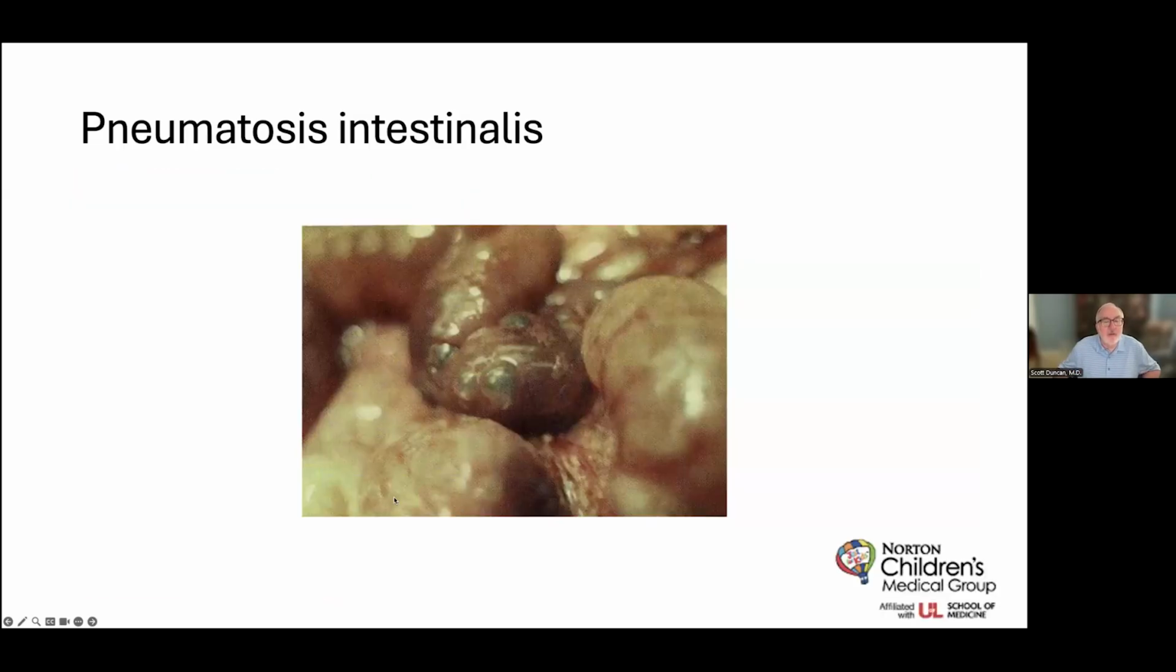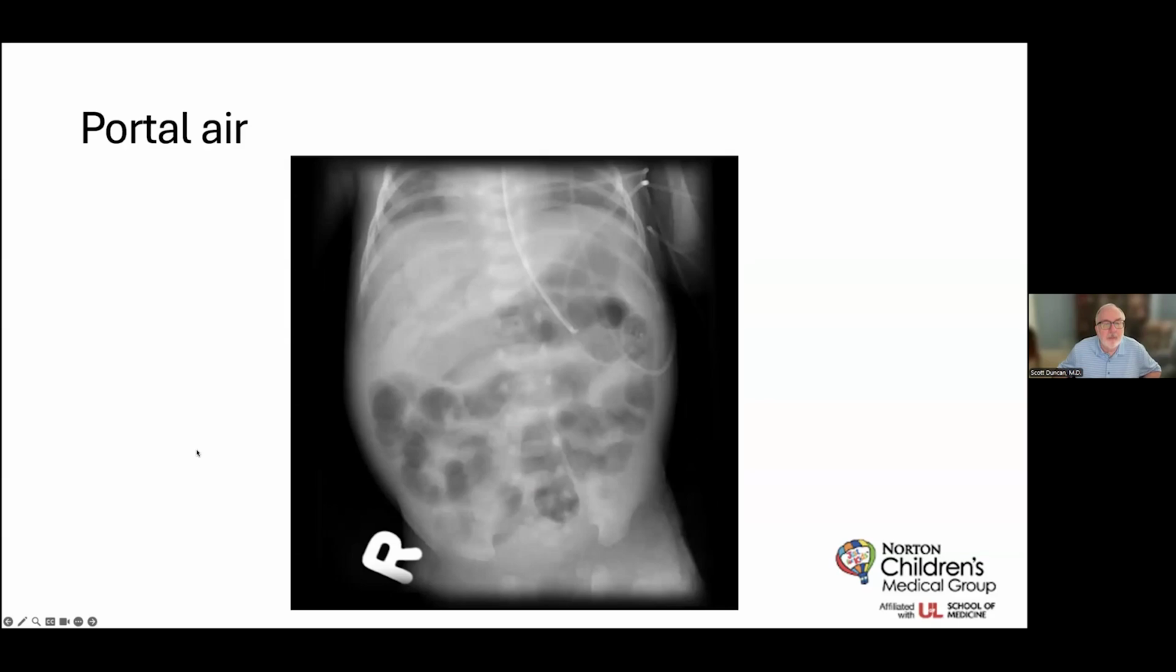Here's a picture of pneumatosis intestinalis at the operative field. And here's an example of portal air. Again, I hope the resolution is such that you're able to appreciate this, that you can see the air has outlined the liver. This is generally a poor prognostic indicator if you see portal air on a radiograph.